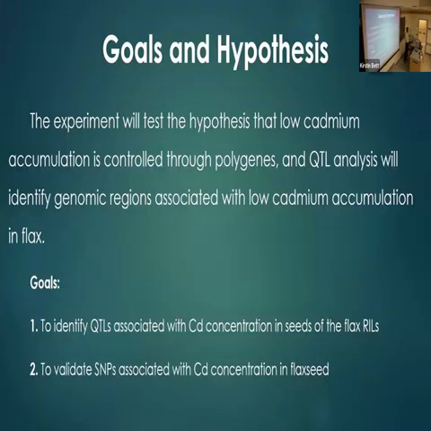The experiment will test the hypothesis that low cadmium accumulation is controlled through polygenes or quantitative inheritance. QTL analysis will identify the genomic regions associated with low cadmium accumulation within flax. The goal is to identify QTLs associated with cadmium concentration in seeds of the flax RILs and to validate SNPs associated with cadmium concentration in flaxseed. More on that later.